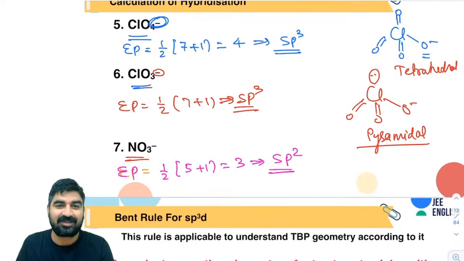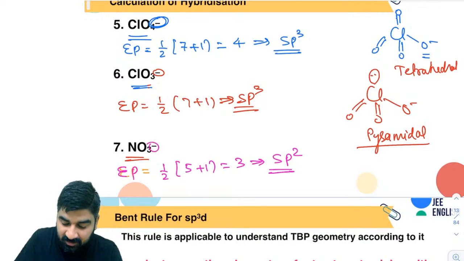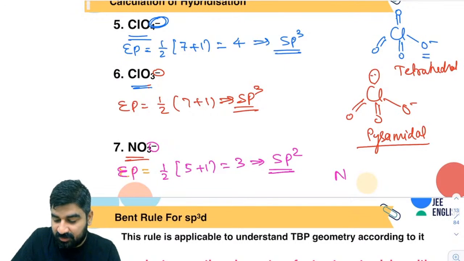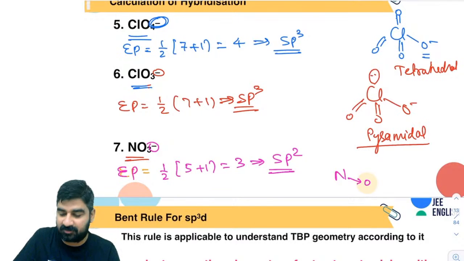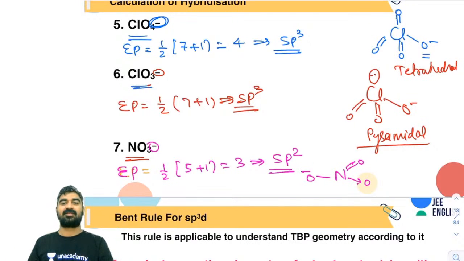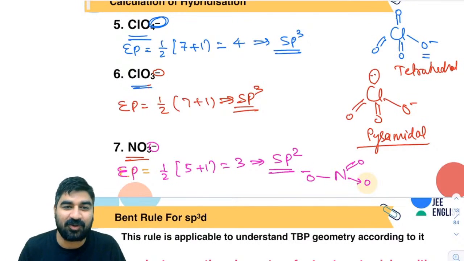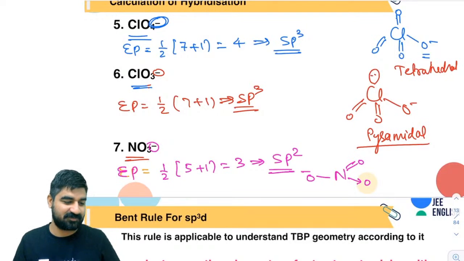Got it? So if it is having sp2 and we have 3 oxygen, 1 minus is there, how will you connect it? In this case, guys, let me tell you, we have one coordinate bond, then one double bond and one O minus. Coordinate bond: the lone pair is donated by nitrogen. Are you getting it now?